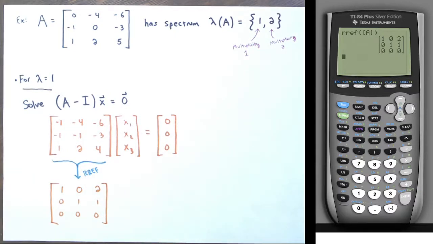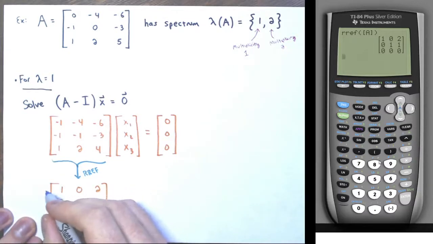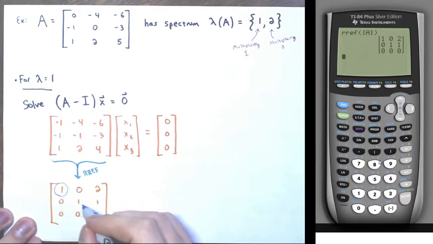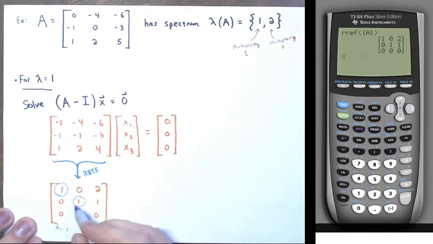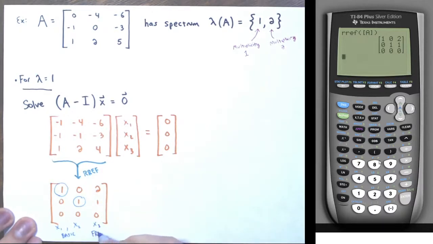So now I'm looking at this for pivots, those leading nonzero entries, those leading ones. There's a pivot there and a pivot there, those leading ones down each row. So looks like x1 and x2 are basic in this case, they correspond to pivot columns. x3, the third column here, doesn't have one of those pivots in it. So x3 is free.